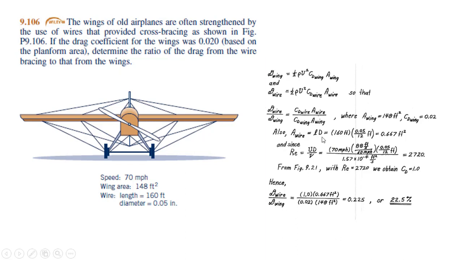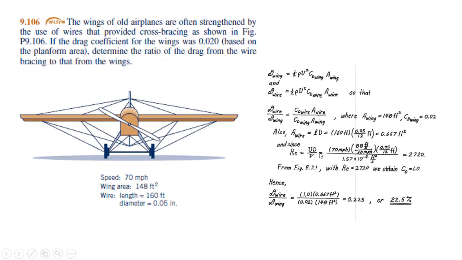तो आपके पास जो लेंथ है वो 160 है, 160 feet, and the diameter of the wire will appear as the second length of the rectangle. So your area will be 160 times 0.05, which is the diameter, divided by 12. We can convert into feet to get 0.667 feet square, right? Now another thing is missing, which is the CD of the wire, right? For that we need to find the Reynolds number.